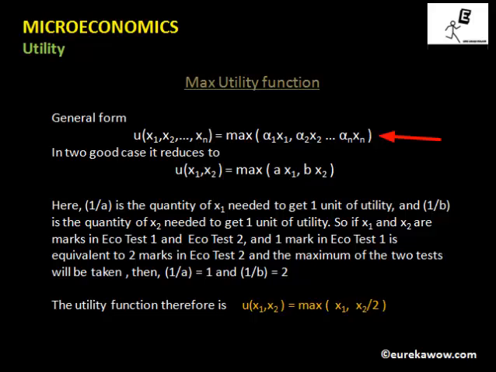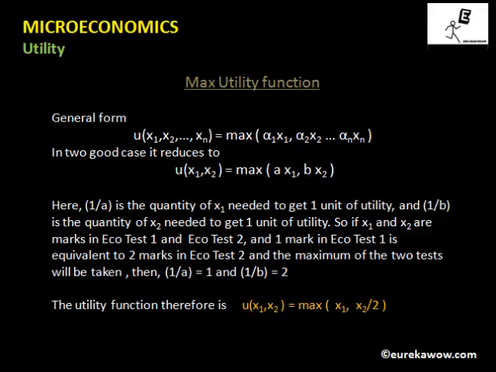Therefore, if the teacher says that the maximum of the two tests will be taken, then here 1 by a will be equal to 1, because 1 mark in eco test 1 gives 1 unit of utility, and 2 marks in eco test 2 gives 1 unit of utility. Therefore 1 by b will be equal to 2. So our utility function becomes u(x1, x2) = max(x1, x2/2).